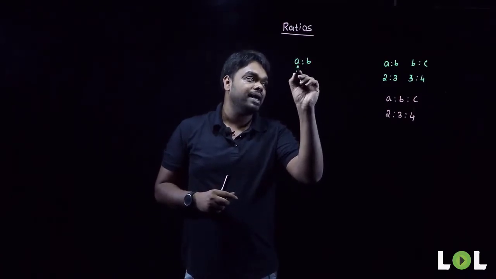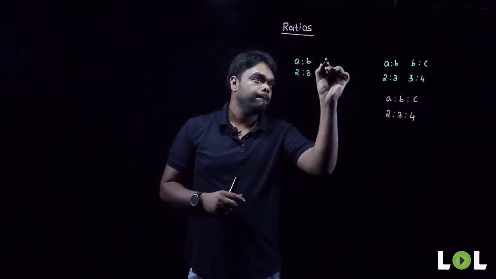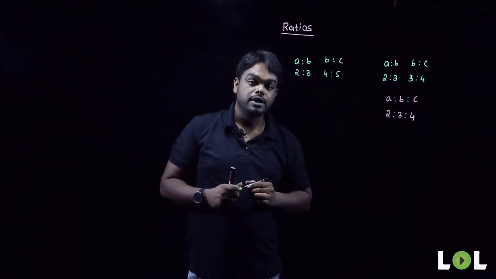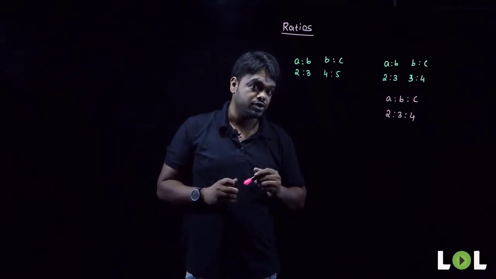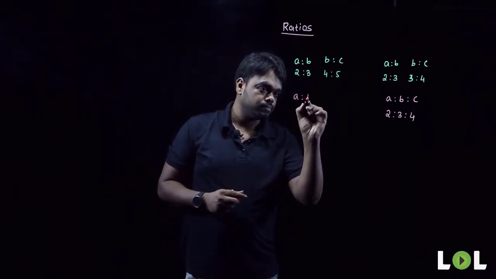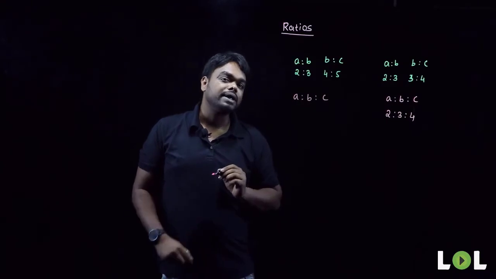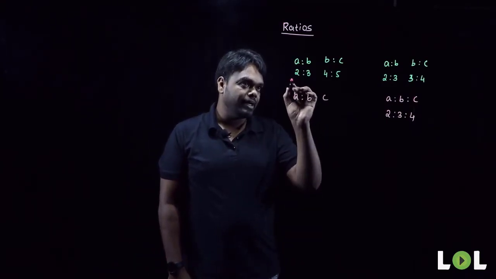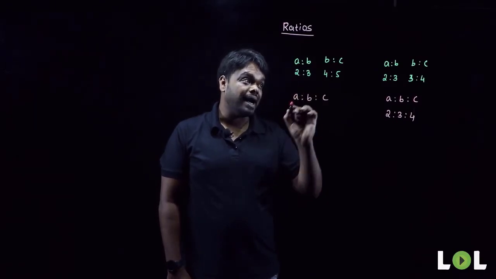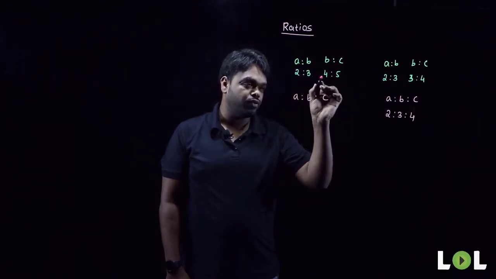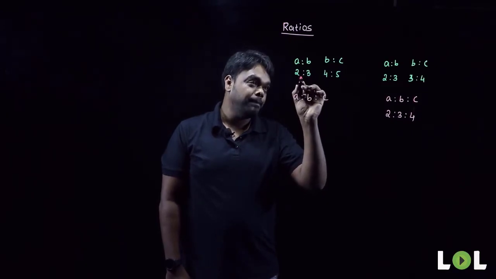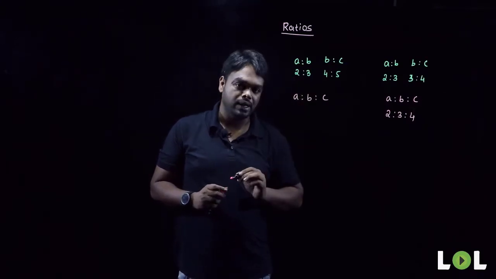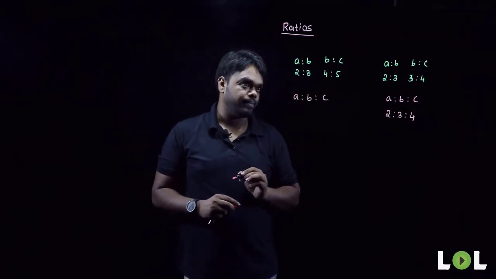Now what happens if I give you something like this? I'll give you A is to B as 2 is to 3 and B is to C as 4 is to 5. Now I'll ask you, what is A is to B is to C? Now, carefully here. If I write 2 is to 3 here, A value will be 2 when B value is 3. But C value is 5 when B value is 4. Well, the values for B in both the ratios are different. What do we have to do? You have to make them equal. How? Let me show you that.